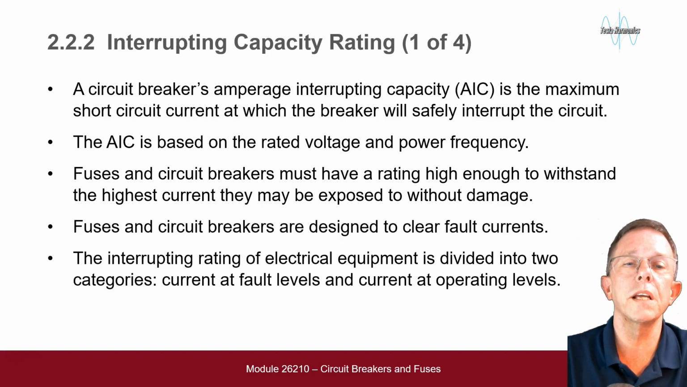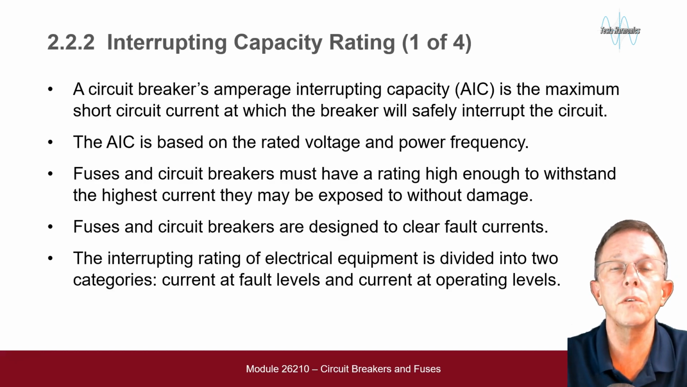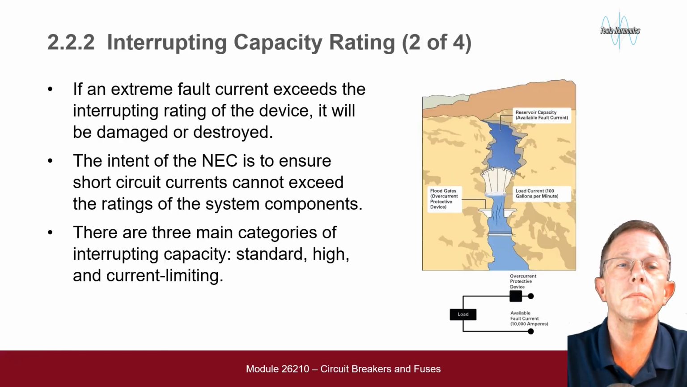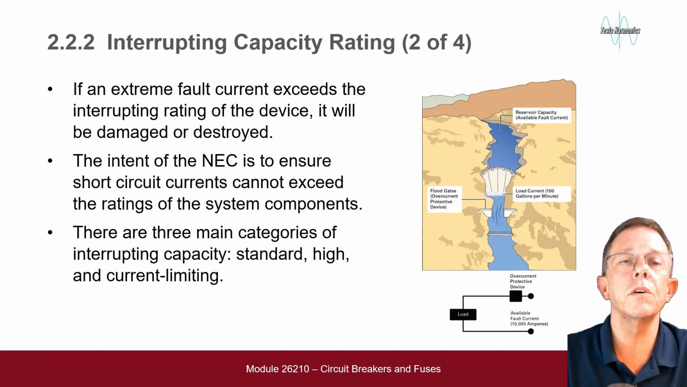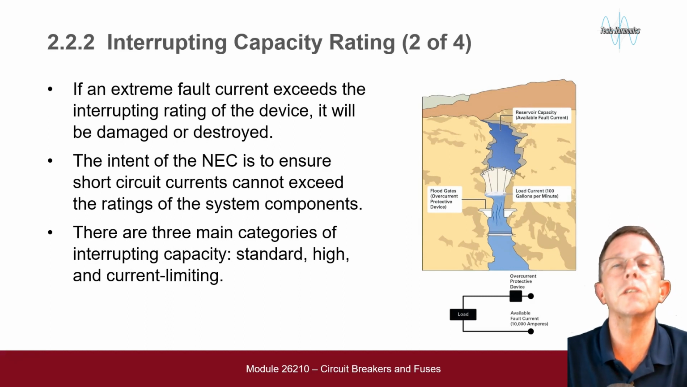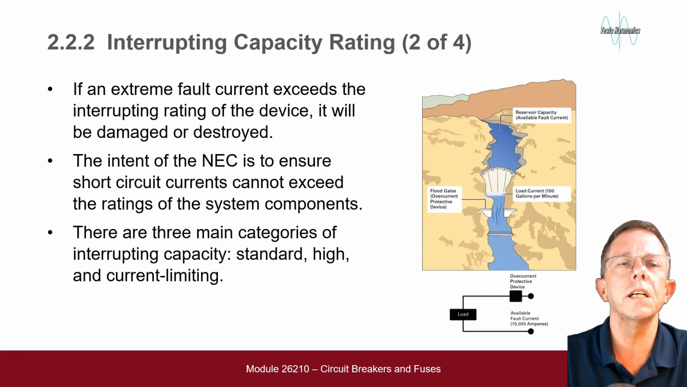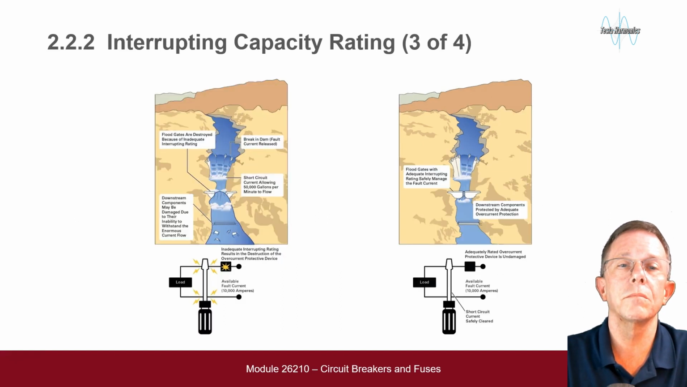The interrupting rating of electrical equipment is divided into two categories: current at fault level and current at operating levels. If an extreme fault current exceeds the interrupting rating of a device, it will be damaged or destroyed. The intent of the NEC is to ensure that short circuit currents cannot exceed the ratings of the system components. There are three main categories of interrupting capacity: standard, high, and current limiting.